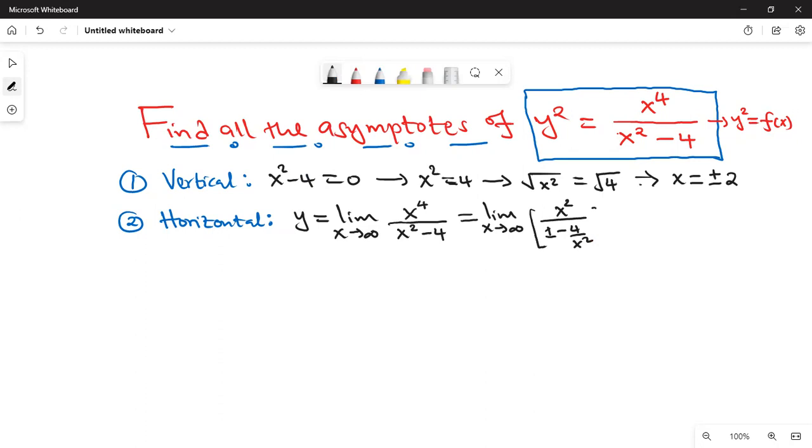Remember how to evaluate limits at infinity. By direct substitution, we are going to get infinity, because when you have a big number and you square it, you still get a big number. So infinity over 1 minus 4 over infinity is the same as infinity over 1 minus 0. Infinity over 1 is the same as infinity. So that means the limit does not exist.